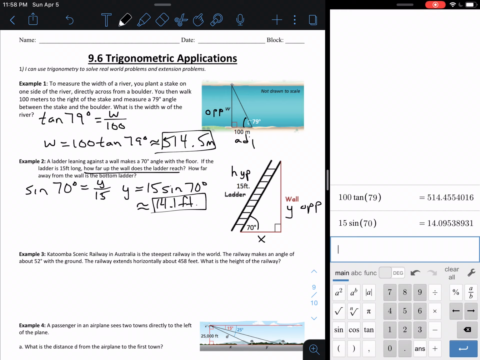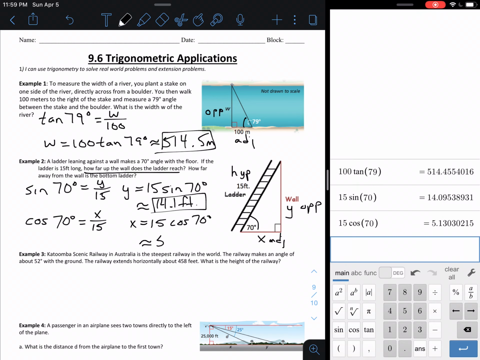Okay, now let's go ahead and set it up for our distance from the wall X. And again, that would be your adjacent side. So now instead of using sine, we're going to want to use cosine. Cosine of 70 degrees is equal to our adjacent side X divided by hypotenuse 15. So then we'll go ahead and multiply by 15 on each side. So X would be equal to 15 multiplied by cosine this time of 70 degrees. And then we can go ahead and get our decimal approximation. So 15 cosine of 70 is approximately 5.1 feet away from the wall. Cool. All right, moving on.